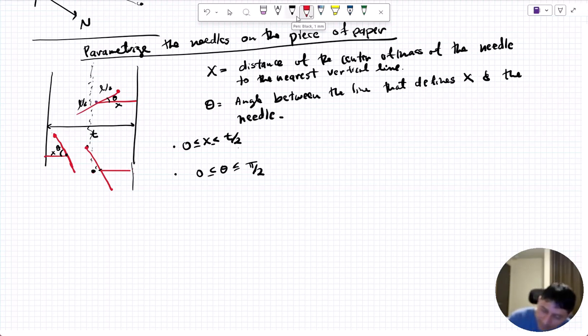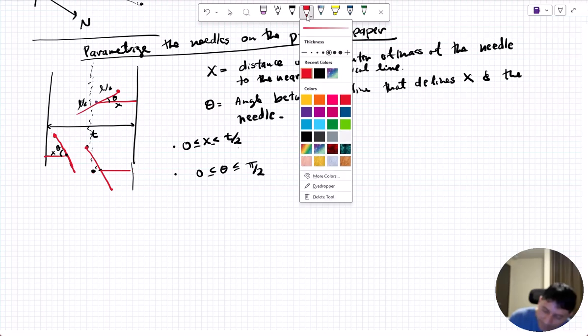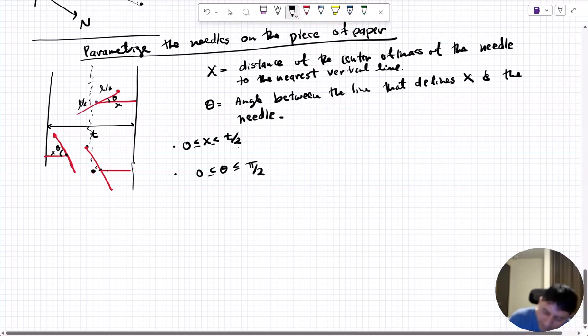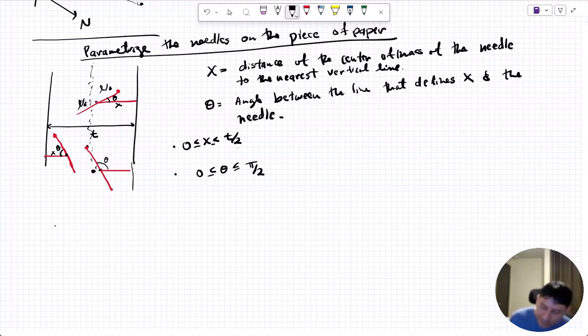What should pi be? I mean, what should the angle be? It would make sense that the angle is this angle right here. It could be this angle, which is greater than pi over 2. But in this case, we're going to choose the angle to be this. So it could also be theta prime, which is less than pi over 2. So we choose the smaller angle.